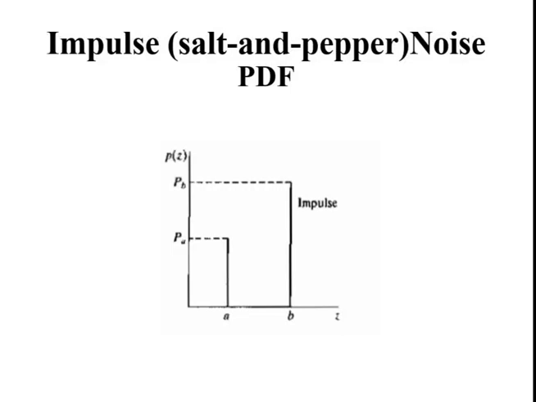As a result, negative impulse appears as a dark pepper point in an image. For the same reason, positive impulses appear as white, meaning salt noise. For an 8-bit image, this means typically that a is equal to 0, meaning black, and b is equal to 255, white. The figure represents the PDF of impulse noise.